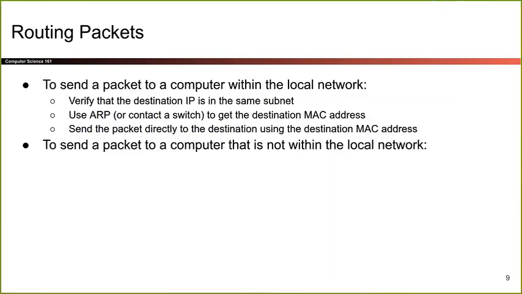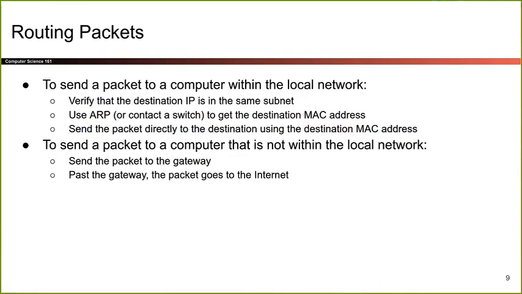If it's not within the local network, I have to do a bit more work because it's no longer in the same local area. So instead of sending it directly to Bob, now I'm going to send the packet to the gateway. Remember, every local network has a router, and the router is responsible for forwarding packets to everybody else on the internet. So I'll send the packet to the gateway or the router. And now it's the gateway's job to send this packet onwards to the rest of the world to find Bob wherever he is.